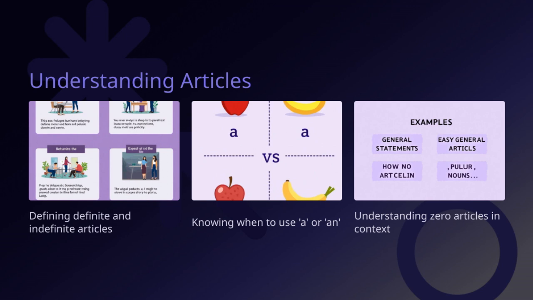conversation. All of these points tie into the larger theme of understanding articles, how they function in sentences, and how their correct use can clarify meaning and improve communication. Recognizing these nuances helps us become more precise in our language, which is key to mastering effective communication in English.